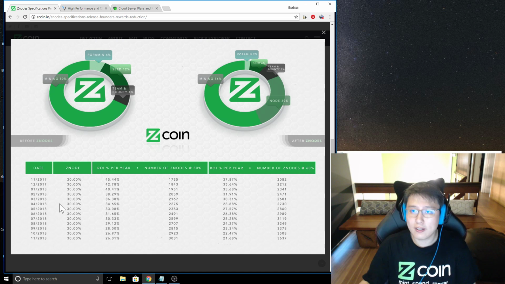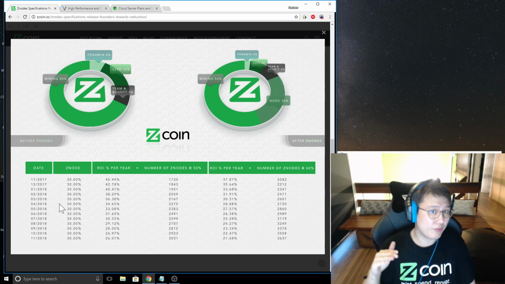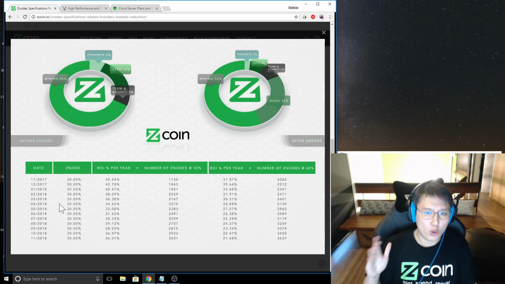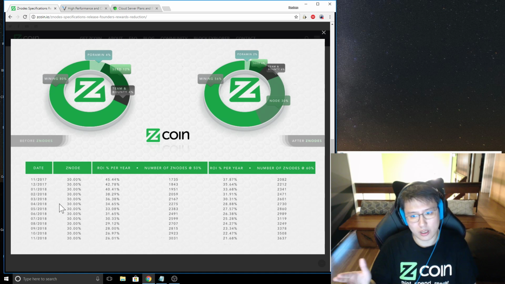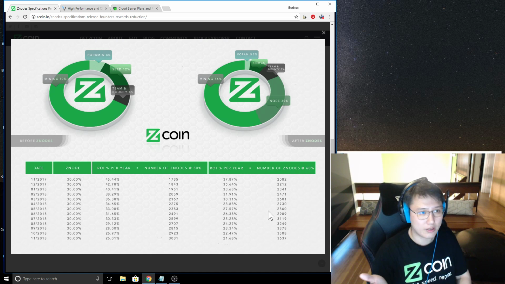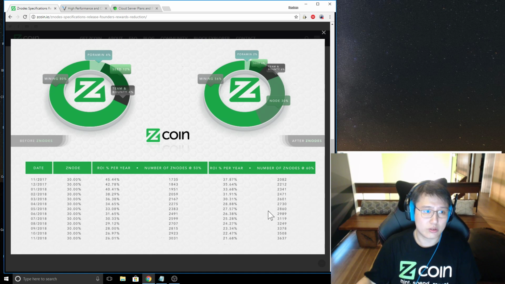But for the first year, assuming that it stays at 50%, you will be earning more than 30%, and it will taper off to maybe 20% and then 15%. But it's definitely very, very good returns. On top of that, it's worth noting that this is an assumption. If there are fewer nodes, you're going to get more, a higher ROI. If there are more nodes, you're going to get less. But it should be around 20 to 30%, a very good return on your Znodes.